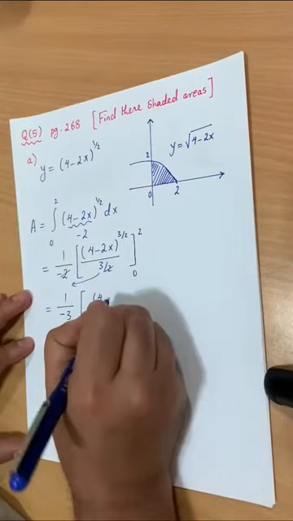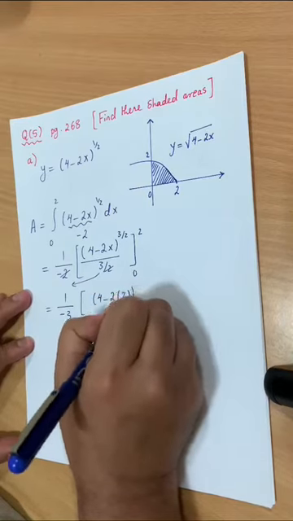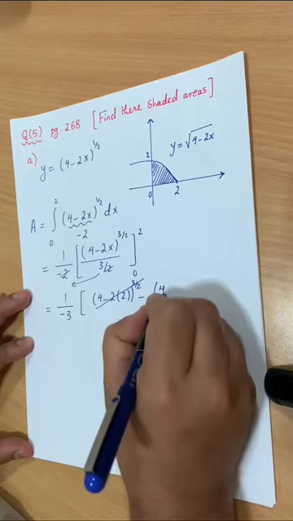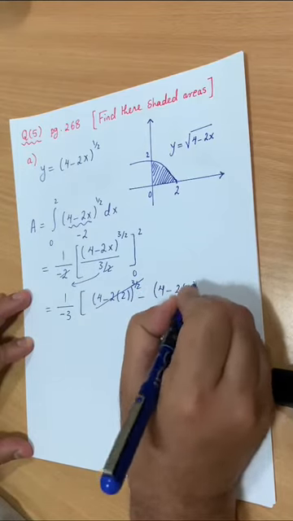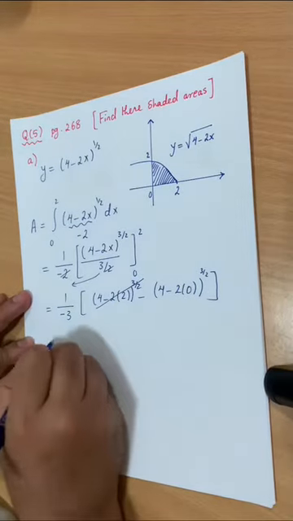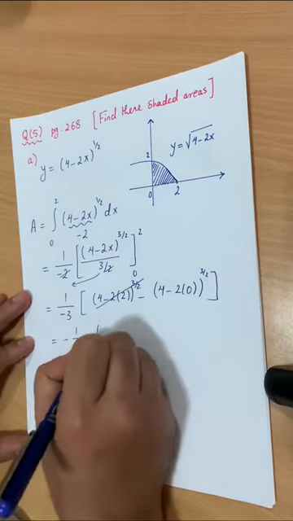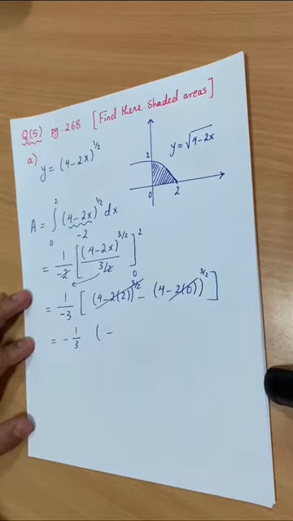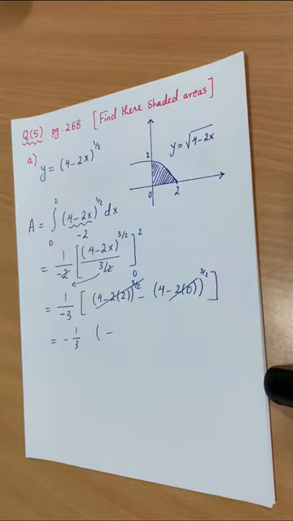So 4 minus 2 times 2, all to the power of 3 over 2, that will give you 0, minus 4 minus 2 times 0, all to the power of 3 over 2. Yes, negative 1 over 3. Now only the negative sign is left inside, 2 times 0 is 0, and then 4 to the power of 3 over 2.